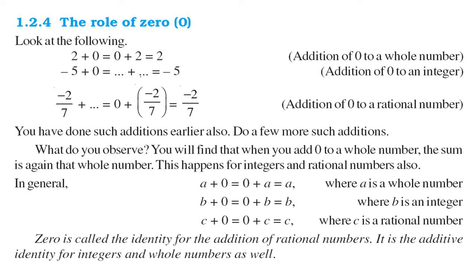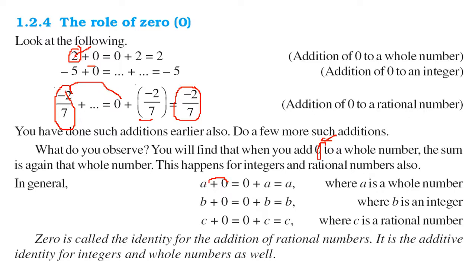The role of 0. For any number, if you add 0 to that number, you'll always get this number again. May it be any integer, natural number, whole number, or rational number. So if you add 0 to this rational number, you are going to get the same number back. This 0 comes under the category of whole numbers, and it comes in the integers also.